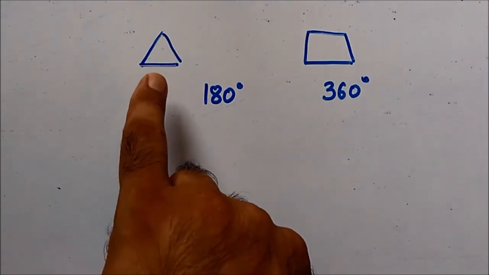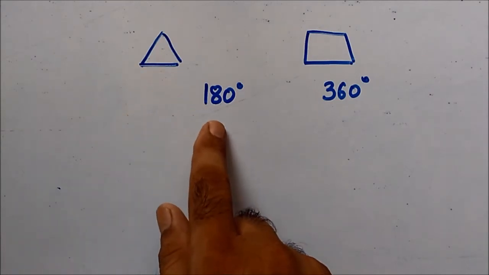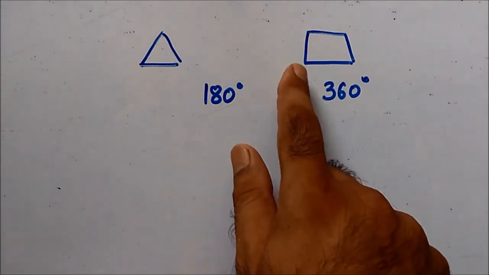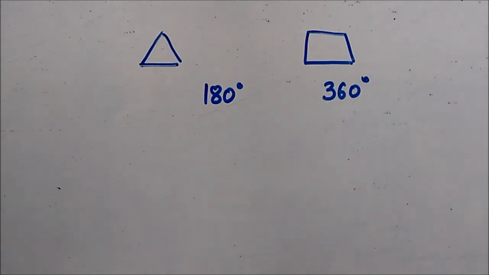We already know that the sum total of all the angles of a triangle is 180 degrees, and for a quadrilateral it is 360 degrees. So is there any formula with which we can find out the sum total of the angles of any polygon? Let's try. Let's derive the formula for higher polygons.